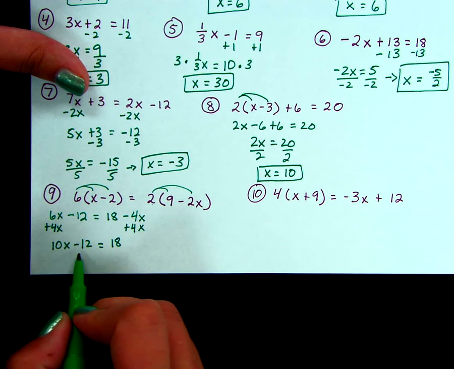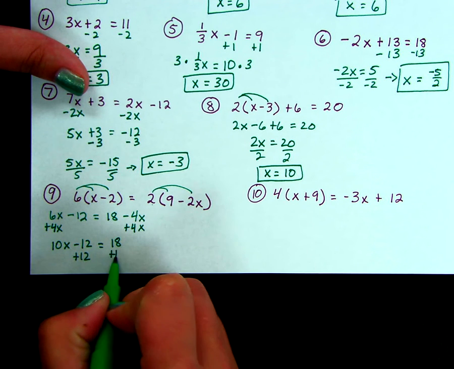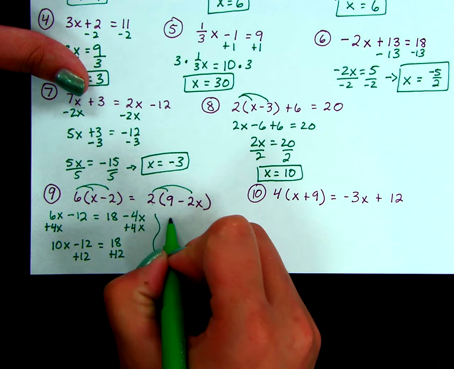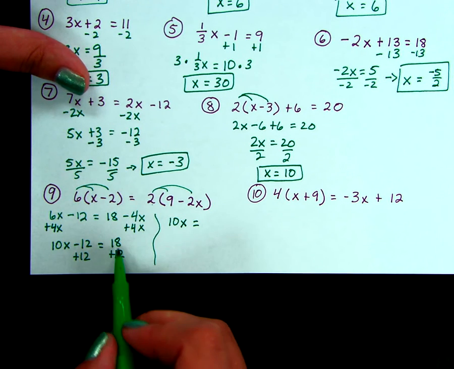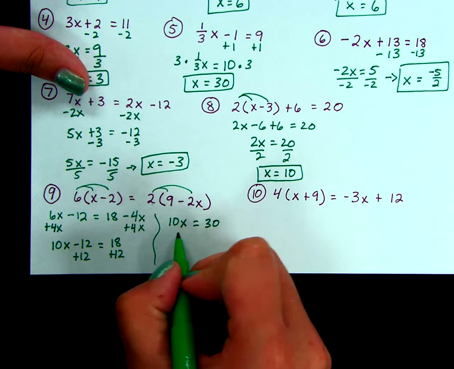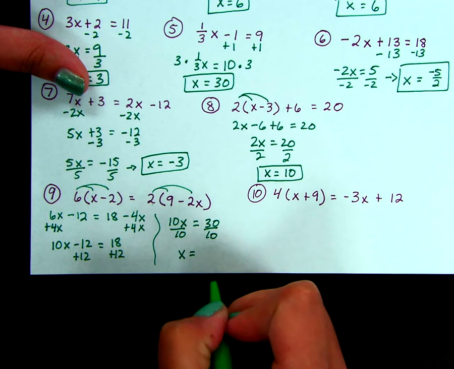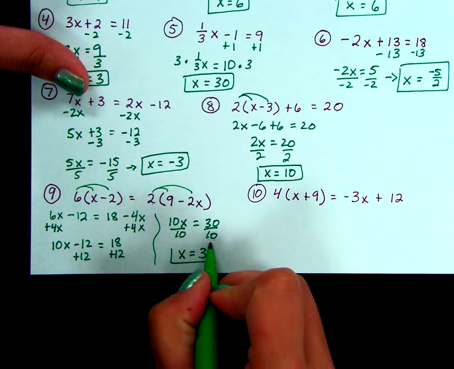So my next step is to move the 12 over, so we have to do that by adding. There's some out of space here. So 10x, got rid of our 12, so equals 18 plus 12 is 30. And then now we can divide. So x will be equal to 30 divided by 10 is 3. Final answer.